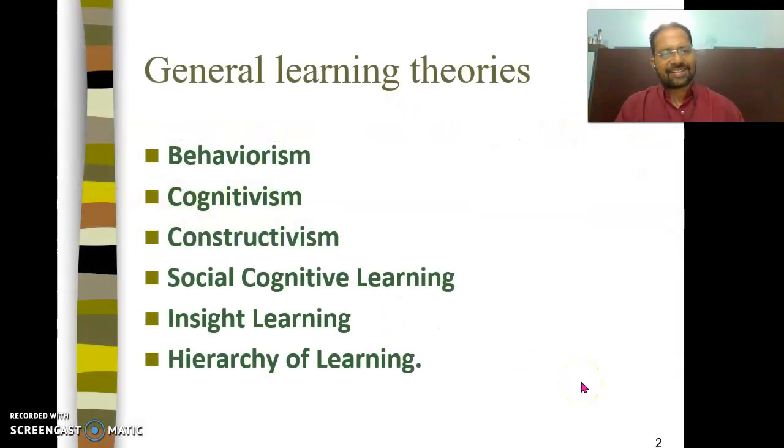Behaviorists explain learning in a way which is nothing other than an S-R bond, connection or conditioning. Cognitivists say we have to take into consideration not only the stimulus and response, but there is this organism in between stimulus and response. It is S-O-R theory for the cognitivists.